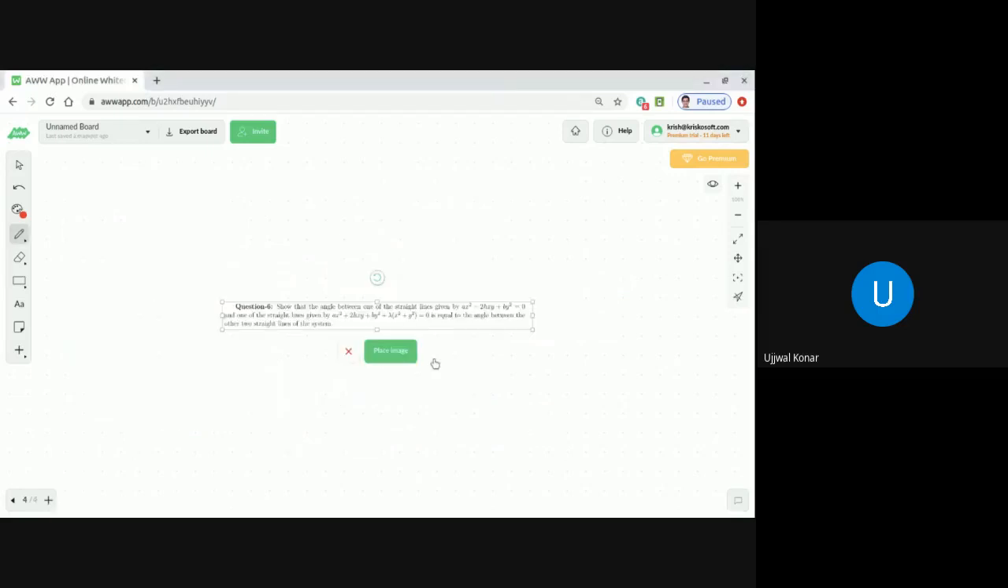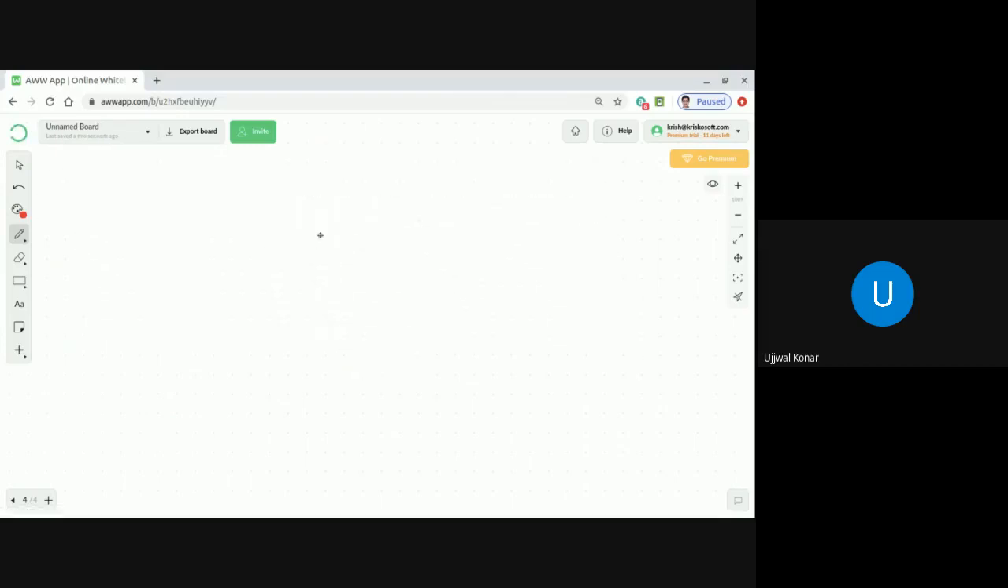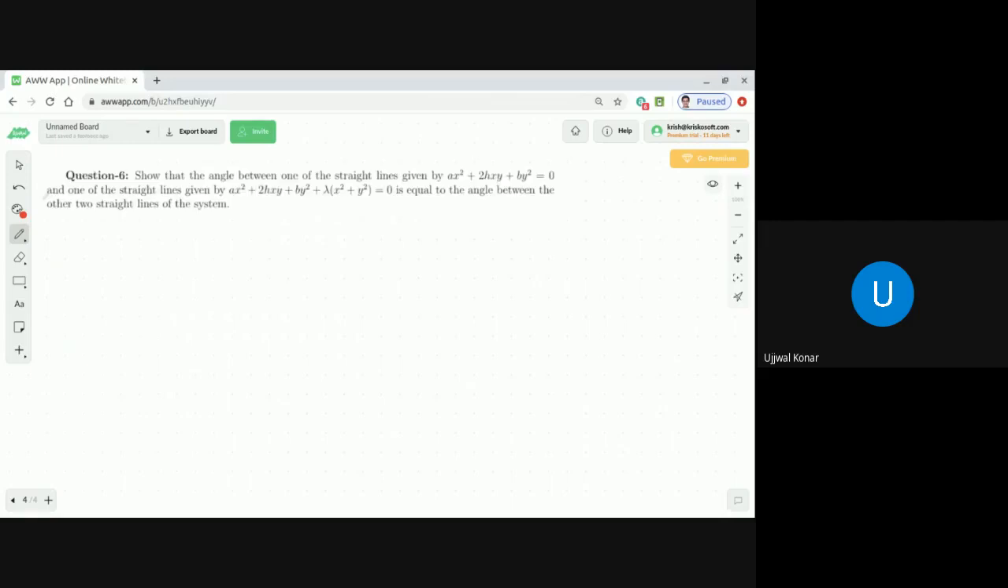So the next question, dear students, is here. Here also it is a proof. The question is to prove that the angle between one of the straight lines given by ax square plus 2hxy plus by square equal to 0 and one of the straight lines given by ax square plus 2hxy plus by square plus lambda into x square plus y square equal to 0 is equal to the angle between the other two straight lines of the system. So first we need to understand the question.